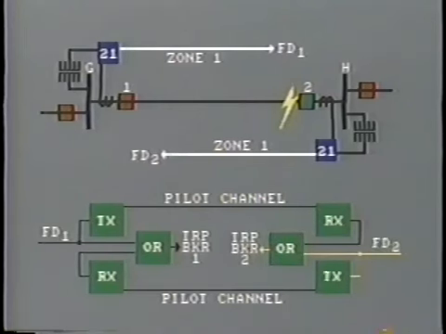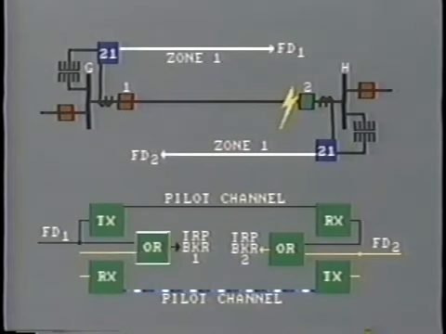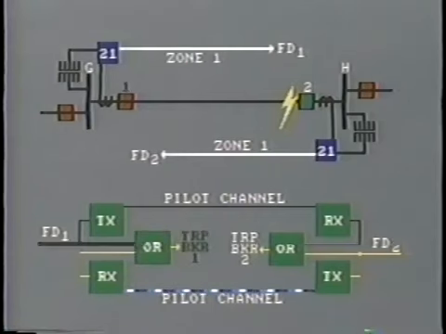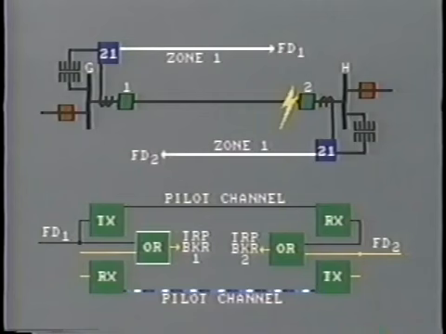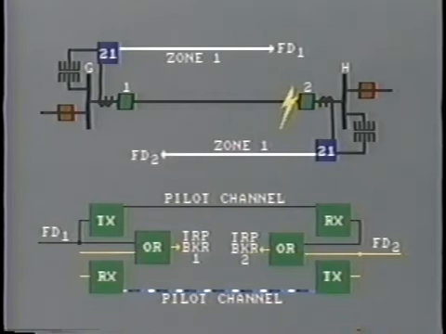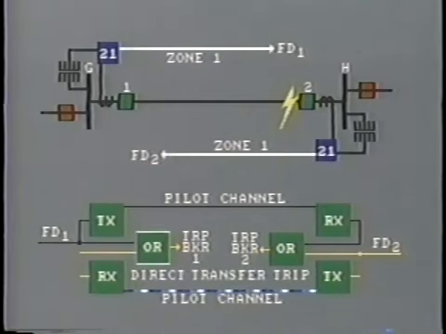At the same time, FD2 switches the transmitter from guard to trip. This immediately starts transmitting across the communication channel, where it's received by the receiver at station G. The receiver sends the signal to the OR box, where it passes through to energize the trip circuit of breaker number 1. Note that it does not need a signal from fault detector 1. It is a direct transfer trip.